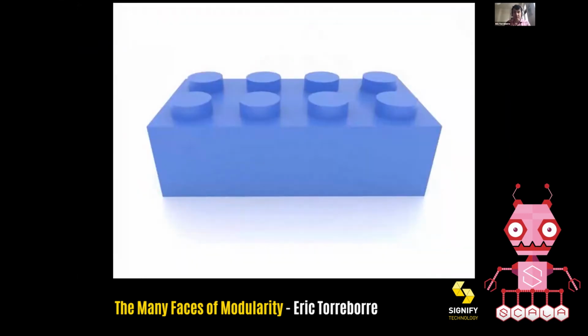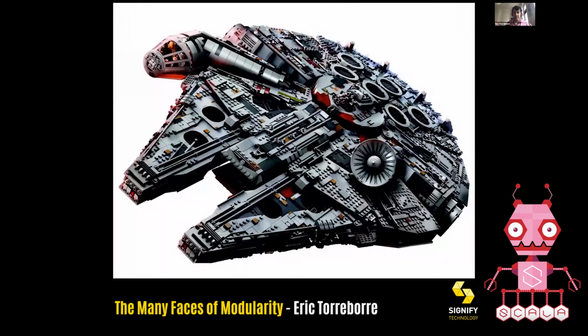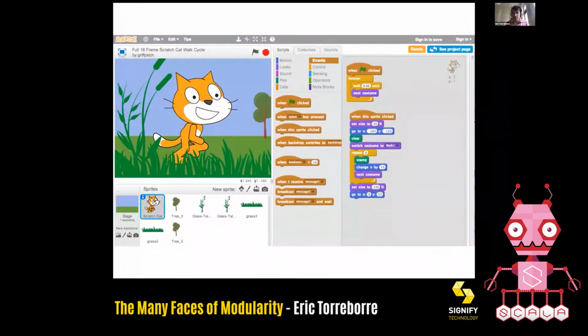This is the kind of thing I want to program with: nice little bricks, beautiful little bricks that I can assemble to make beautiful and complex objects like this one. That is something I would really like to be able to do. And I'm not kidding, because this is how we teach kids these days how to program. That's the Scratch environment from MIT.